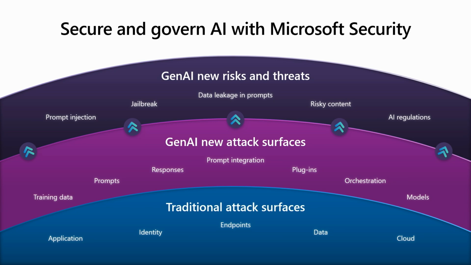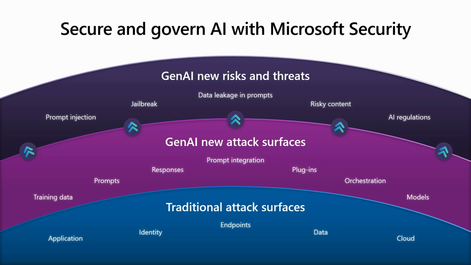Now, generative AI brings us a new set of attack surfaces, right? Particularly as it relates to data. So you've got training data, you've got the prompting, you've got responses. You've got the possibility for prompt injection. You have developers and others building plugins to these models. And then we look at orchestration. And then, of course, there's the security of the model itself.